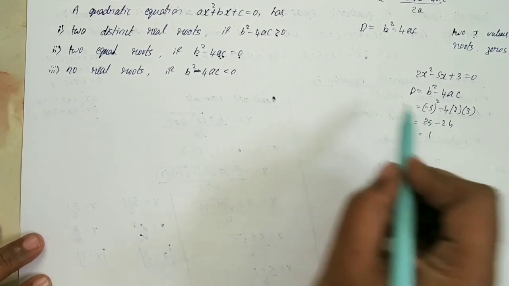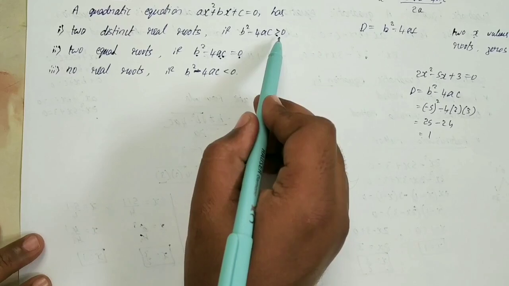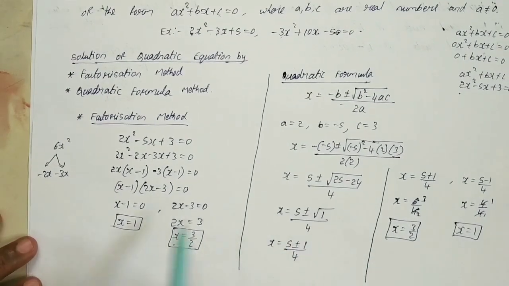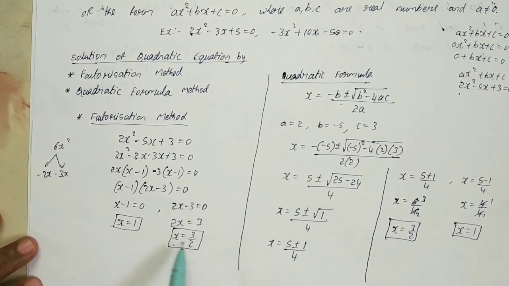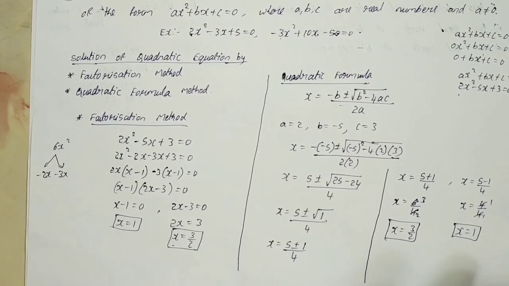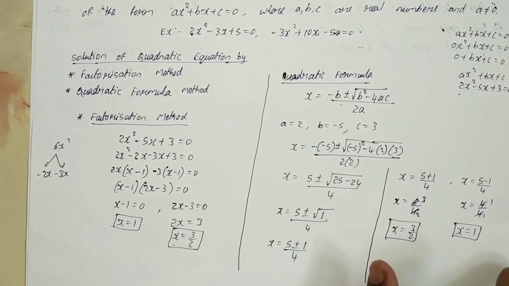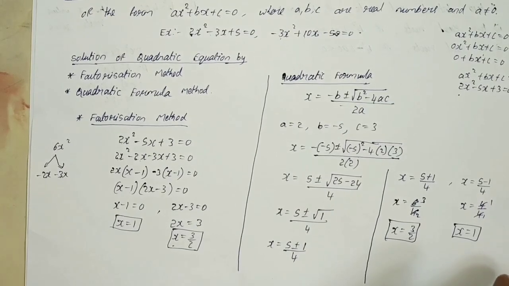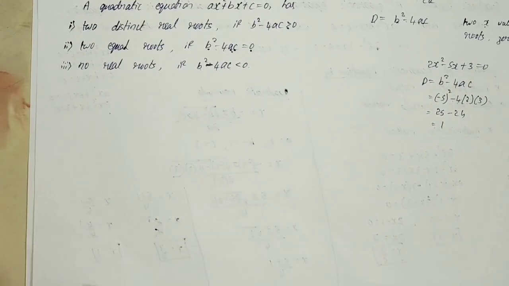So this is greater than 0, right? So in this case we should get different x values, two different x values. See here, what x values did we get? 1 and 3 by 2. Two different x values. Getting? So that is how we can decide the nature of roots by checking the discriminant, whether we get two different x values, the same x values, or no x values, nothing but roots. Getting? Thank you.